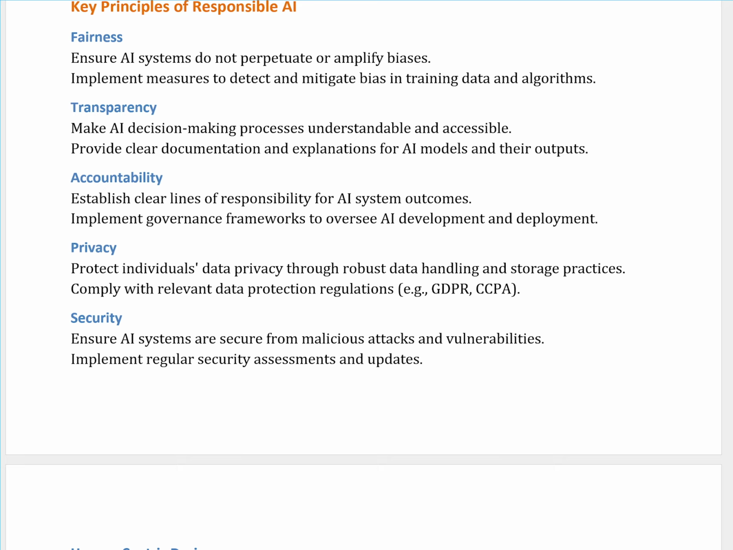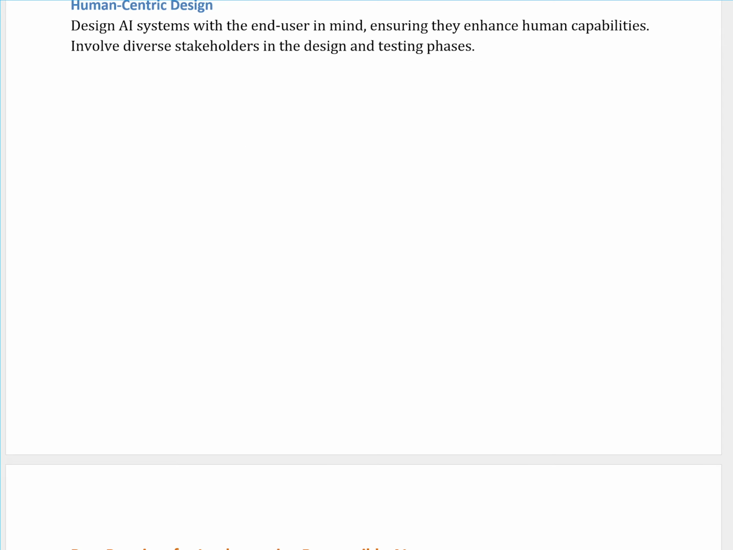Security. Ensure AI systems are secure from malicious attacks and vulnerabilities. Implement regular security assessments and updates. Human-centric design. Design AI systems with the end user in mind, ensuring they enhance human capabilities. Involve diverse stakeholders in the design and testing phases.